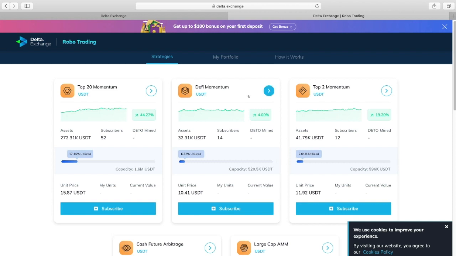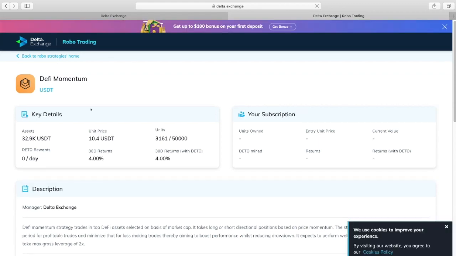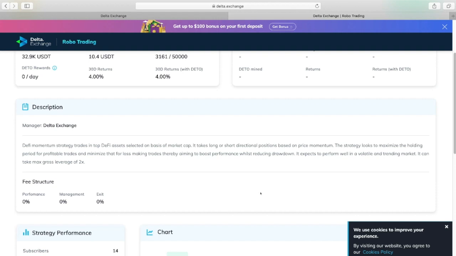We click on DeFi momentum, clicking here, and this is where you can make your investment in this robot trading. You can make a trade on the robo. These are the key details. We have asset, unit price, units, DETO rewards, and 30-day returns with DETO. So you can make a deposit on your exchange and then you can subscribe to this robo.